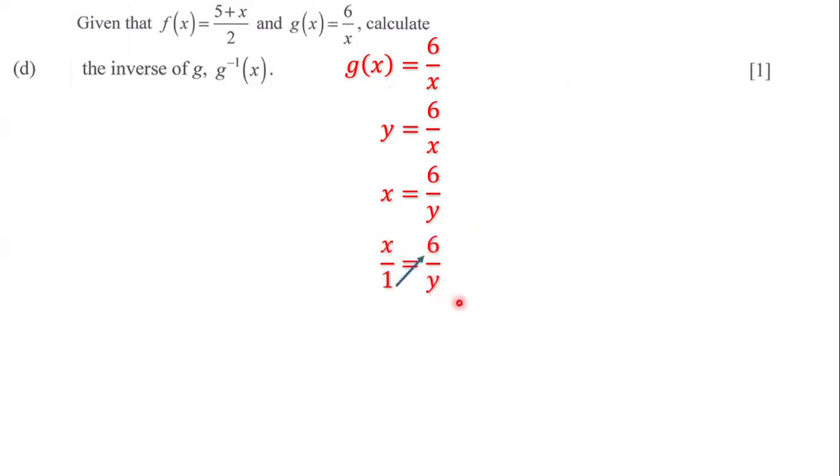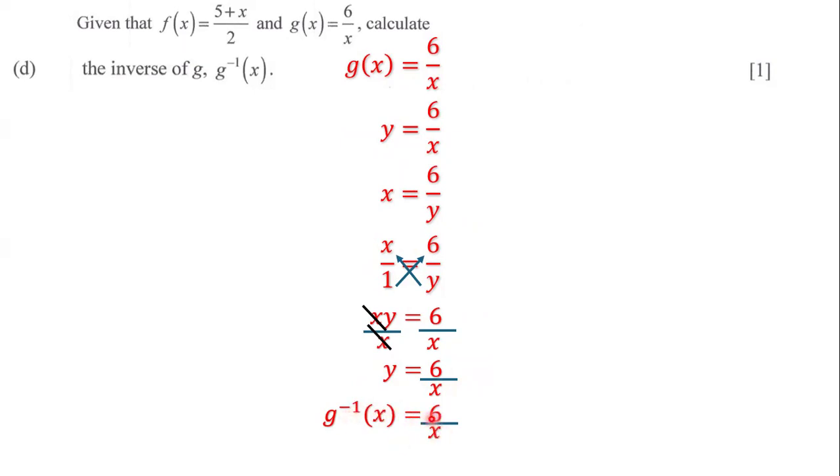We cross multiply. So y times x is going to be equal to xy, and 1 times 6 is equal to 6. We divide both sides of this equation by x, so this cancels with that. And so y is equal to 6 over x. That means that g inverse of x is equal to 6 over x. And so g of x is equal to 6 over x, and g inverse of x is equal to 6 over x. And that's our answer to this question.